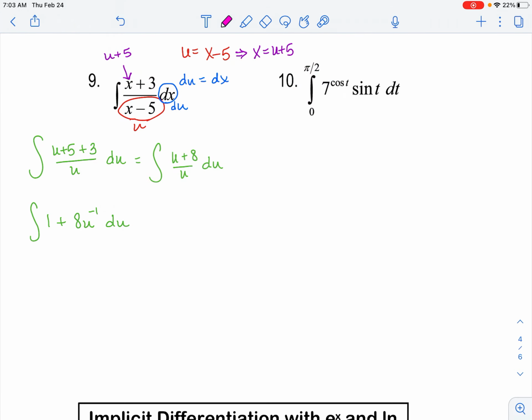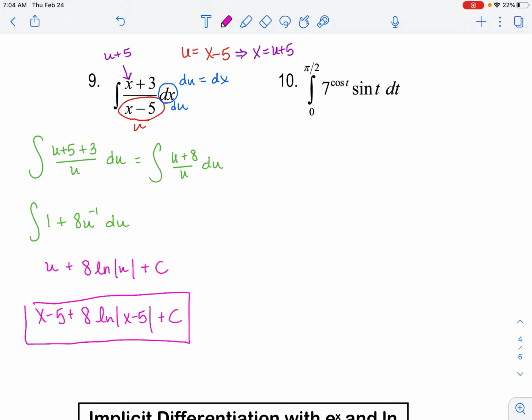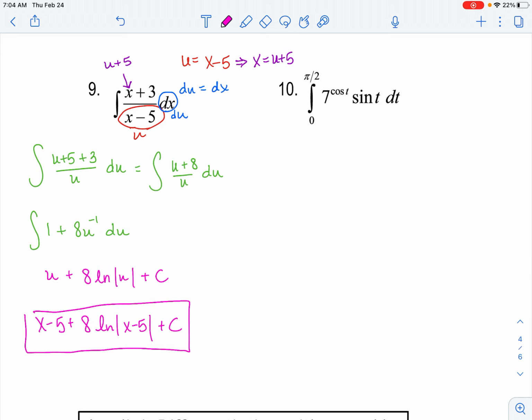So the integral of 1 is u, not x, because we're dealing with u. So u plus 8 times the integral of u to the negative 1, that's 1 over u, so this is natural log absolute value of u, plus c. And then we need to put our x back in there. So in place of u, we're going to put x minus 5, giving x minus 5 plus 8 natural log absolute value of x minus 5, plus c. All right, so that's a u substitution there.